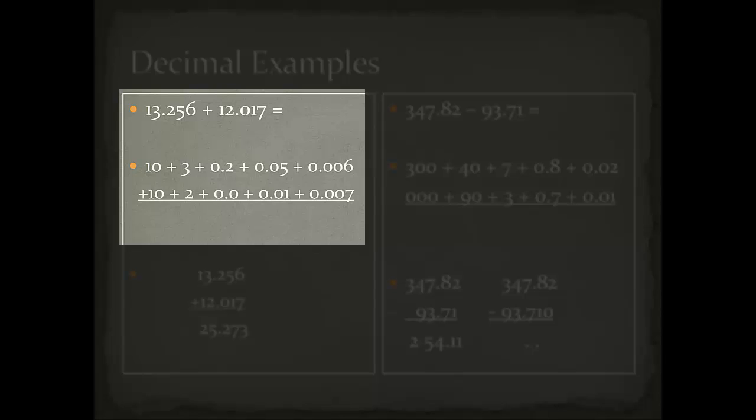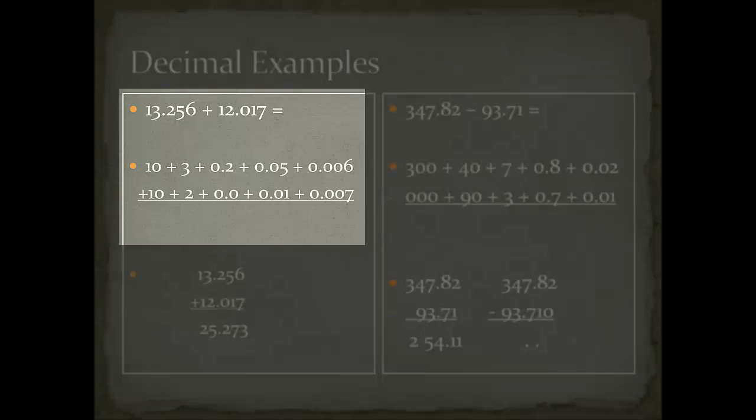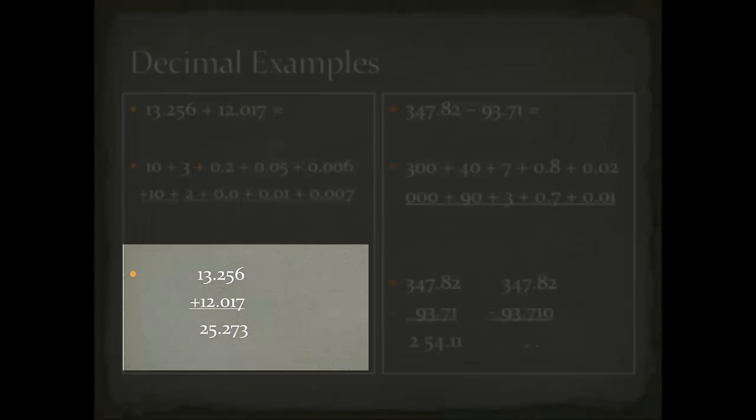So 10 plus 3 plus 2 tenths plus 5 hundredths plus 6 thousandths. We're going to add to that 10 plus 2 plus 0 because there's no value in the tenth spot, plus 1 hundredth plus 7 thousandths. If we do the math and line it up like we normally would, we would have this example below, where if I do the addition, I get 25 and 273 thousandths. You'll notice that my decimal is placed right below the top two decimals, and they are exactly in a line. When you do your decimal addition or subtraction correctly, this will always be the case. The decimals should always line up.